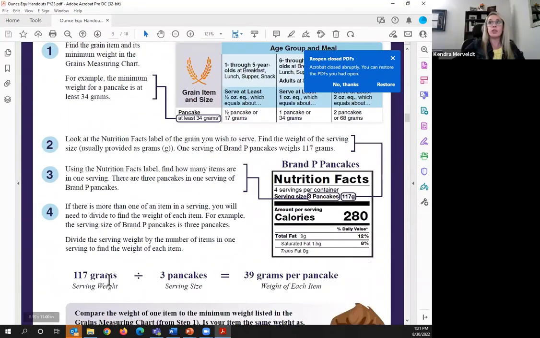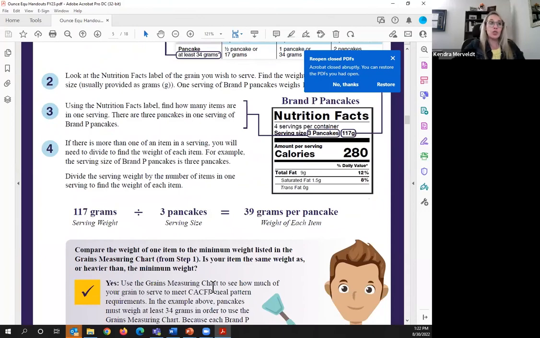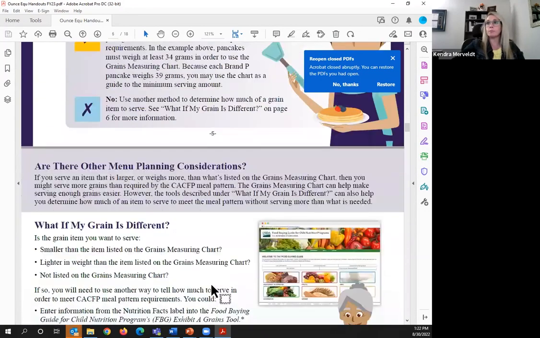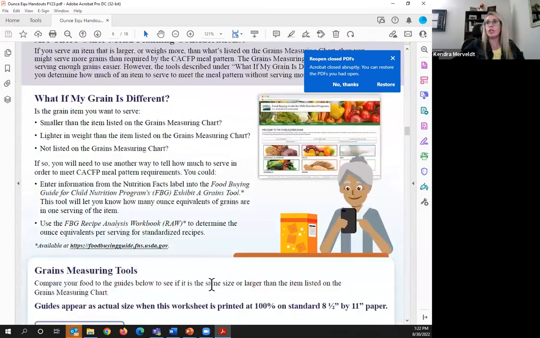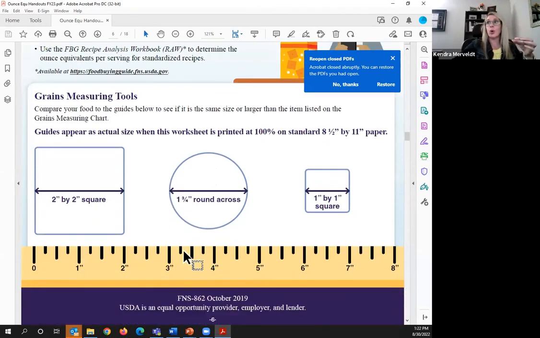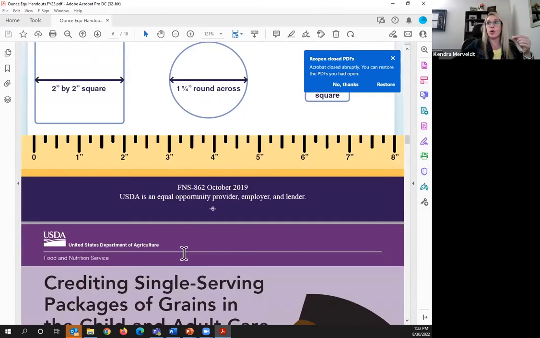Again, if you need 117 grams, divide that by 3 pancakes. It says 31 grams per pancake. So you know if you serve 1 pancake, you did go over the 1 ounce equivalent. So there's a lot of great information on here. It will also give you a guide so you can put your cracker onto it to let you know what it is. If you want to print this out, put your cracker on it to know if it's a 2 by 2, a 1 by 1, or a 1.5 inch round.